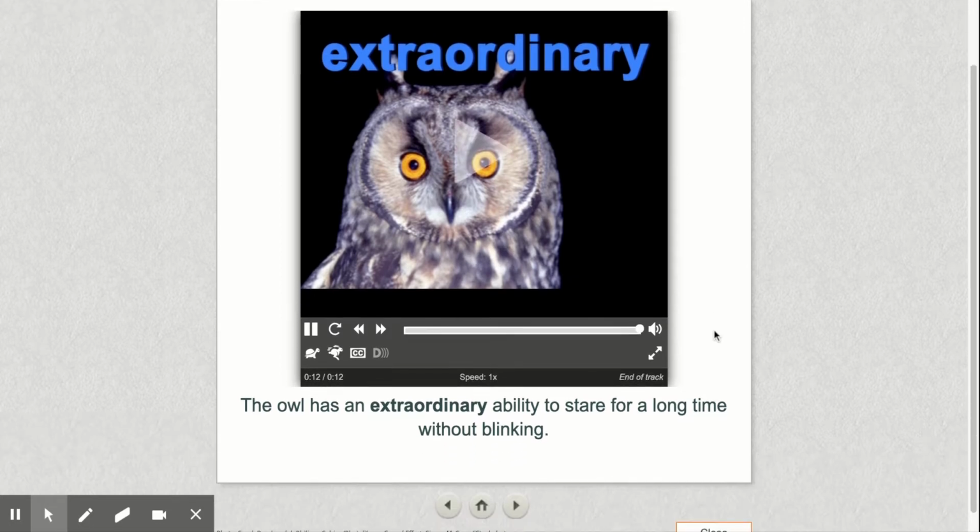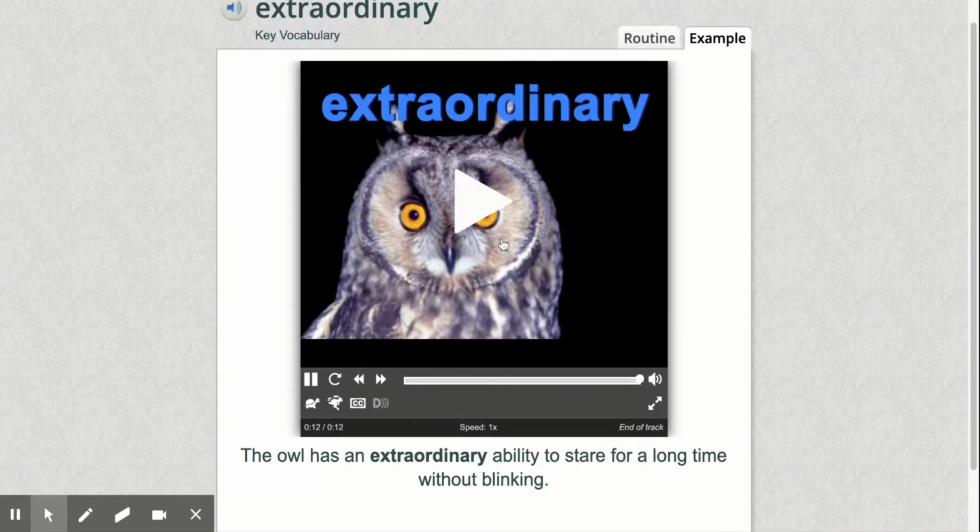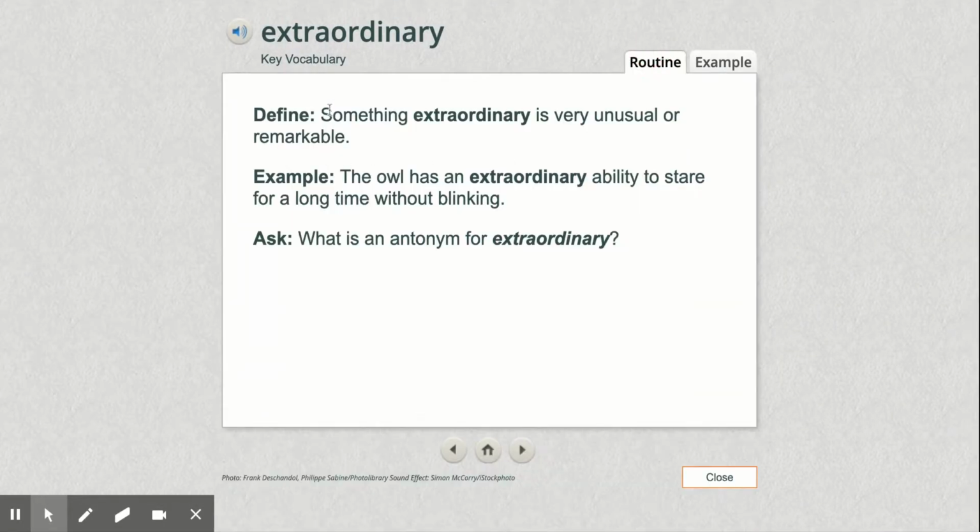What's extraordinary about this owl is its ability to stare for a long time without blinking, so they don't blink their eyes a lot. The definition: something extraordinary is very unusual or remarkable. We already talked about extraordinary with the example of the owl. If we would think of an antonym for extraordinary, it would be the opposite. Something that's extraordinary is really cool and remarkable, so an antonym would just be ordinary or normal, something that is not out of the ordinary. It's not something that's above and beyond.